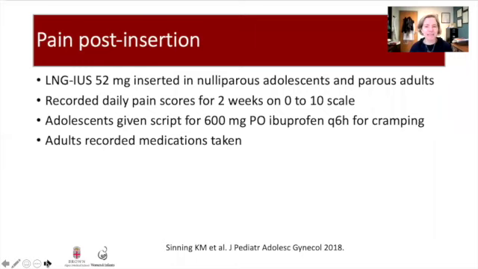The time of day was not noted by the study, but I assume that it was supposed to be a recording of the worst pain experienced during that day. Adolescents were prescribed ibuprofen to take as needed for cramping. Adults relied on over-the-counter medications, but recorded all the medications that they took.